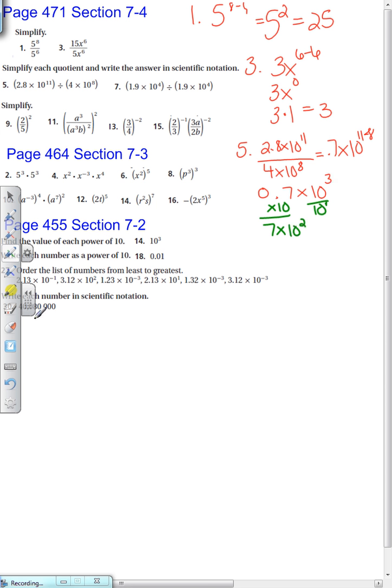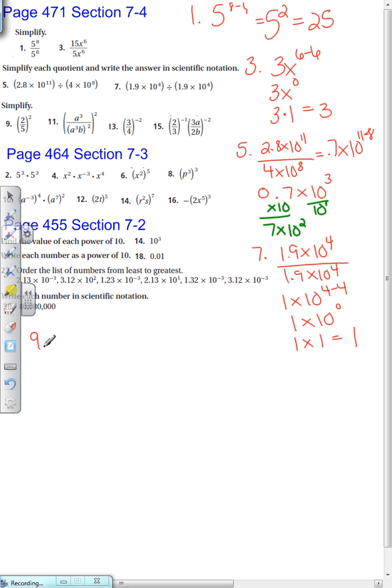And then number 7, same thing. I prefer to write it as division with a fraction bar. So if I do 1.9 divided by 1.9, that's 1. If you do 10 to the 4th divided by 10 to the 4th, you subtract 4 minus 4, you're going to get 10 to the 0. But what's anything to the 0 power? It's 1. So really the whole problem was 1 times 1 to get 1.